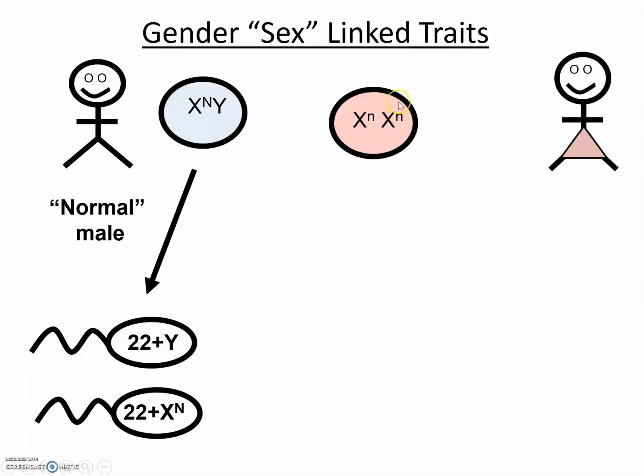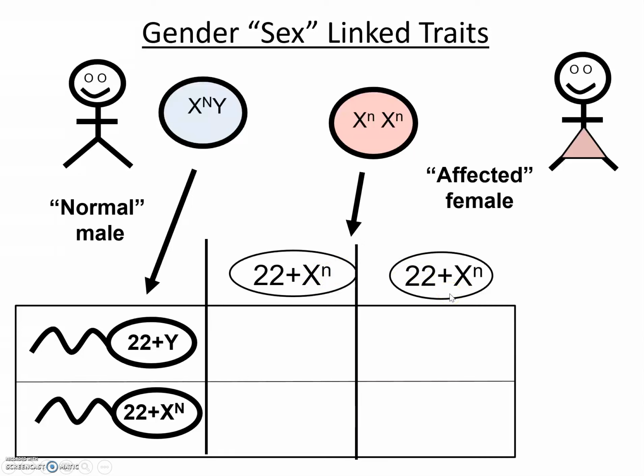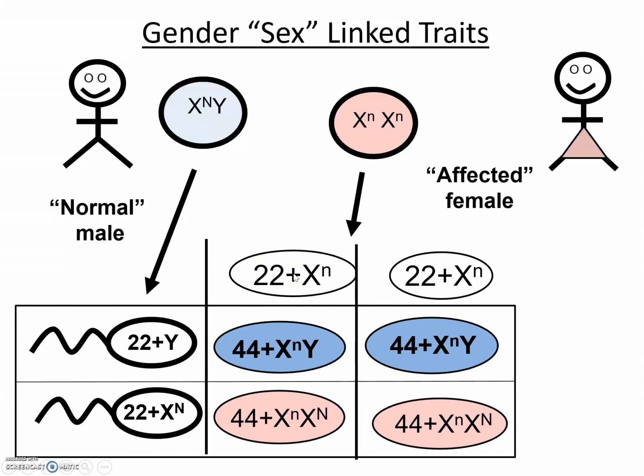And let's take a look at our presumably normal male over here, produces normal sperm or the sperm with the X chromosome, and we look at a female who is affected. She has both copies of the recessive trait on her X chromosomes. Meiosis is going to produce those eggs, and in this case, both of the eggs have that recessive trait on them. So think about what's going to happen when we have the fertilization event occur between the sperm and the eggs right here.